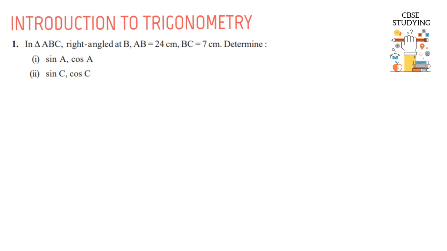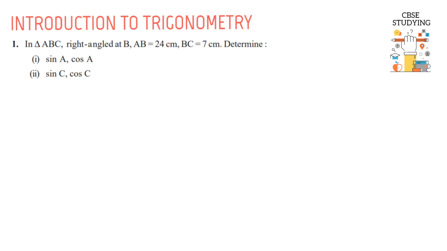Today we are going to do exercise number 8.1 from NCERT textbook of class 10 mathematics for the chapter Introduction to Trigonometry. In my previous videos, I had introduced you to the concept of trigonometry, what the three ratios are, what the word trigonometry means, and we solved examples number 1 to 5. Now we are going to start solving exercise number 8.1.